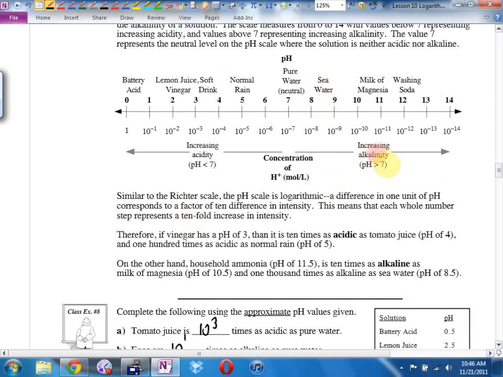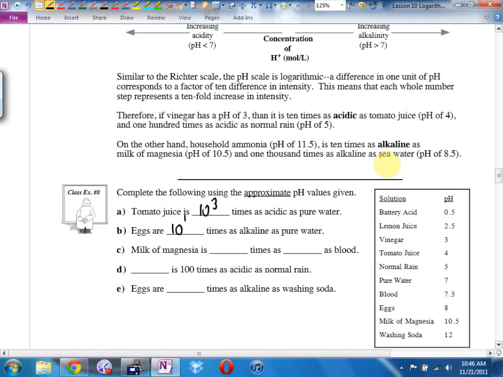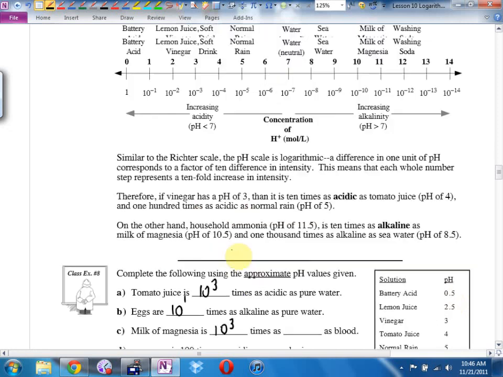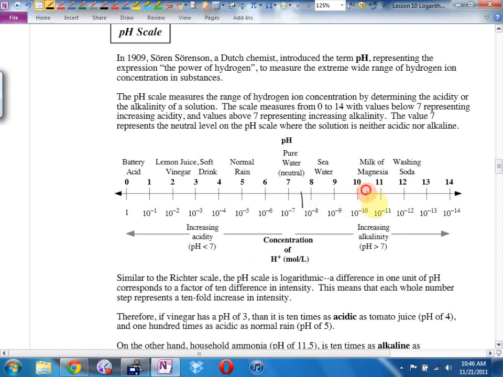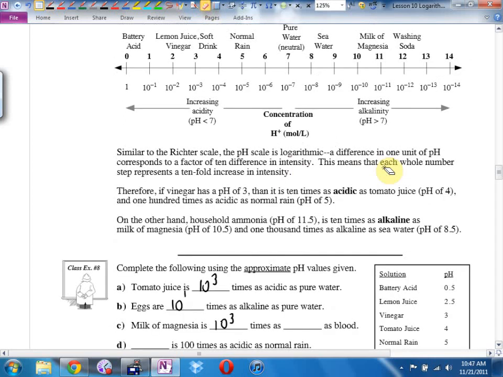Milk of magnesia is how many times as what as blood? Milk of magnesia, 10.5. Human blood, 7.5. What's 10.5 take away 7.5? 10 to the third. Here's blood. Here's milk of magnesia. It's to the right. So what word am I going to use? Acid or alkaline? Alkaline. See, I don't know anything about pH, but I can read a chart.